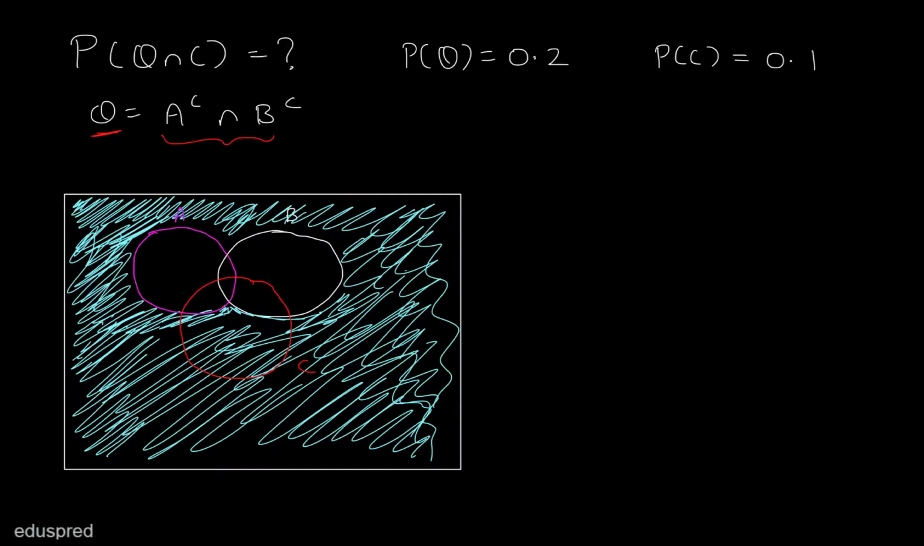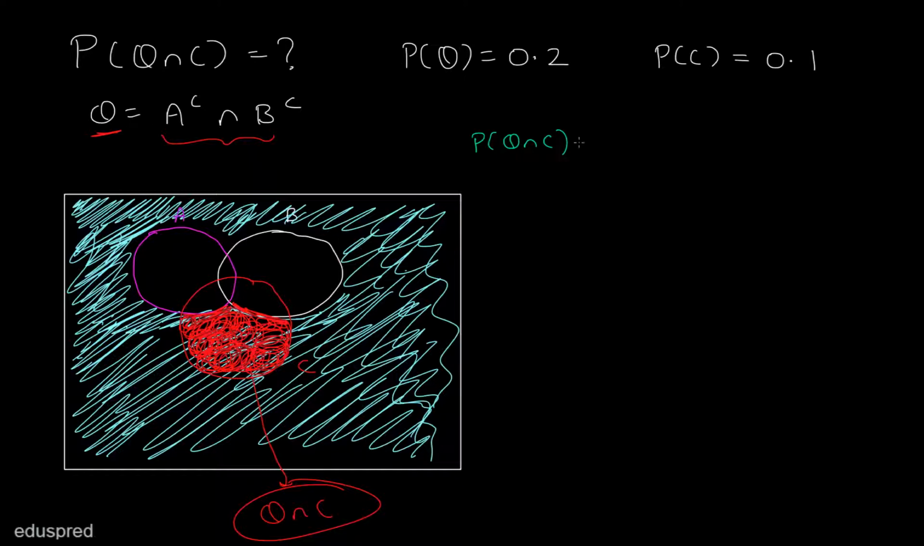Okay, so this entire blue area that I have shaded, this is A complement intersection B complement, that is, this is Q. And we have to take its intersection with C. So the intersection with C would mean that we will get this region. Okay, this red region that I'm shading over here, this is the intersection of Q and C. So this is your Q intersection C, and we have to figure out the probability of this region.